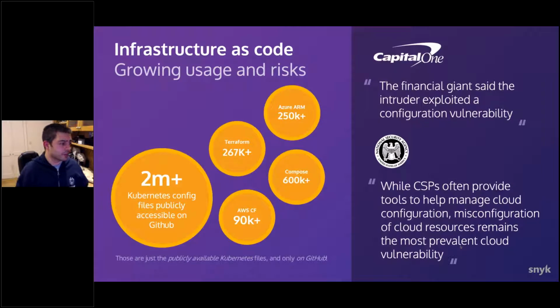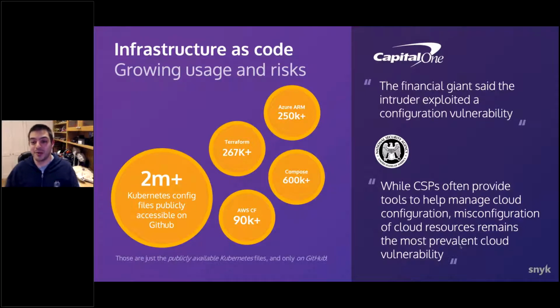So what about infrastructure as code? Infrastructure as code is equally important these days, and it's growing massively. We can see over 2 million Kubernetes config files have been found, easily, just by doing a GitHub search. This is publicly available. 250,000 Terraform scripts. The number of infrastructure as code config files that are created that contain known issues, known insecure defaults, is very worrying. And on the right-hand side, we can see some examples of these insecure defaults.